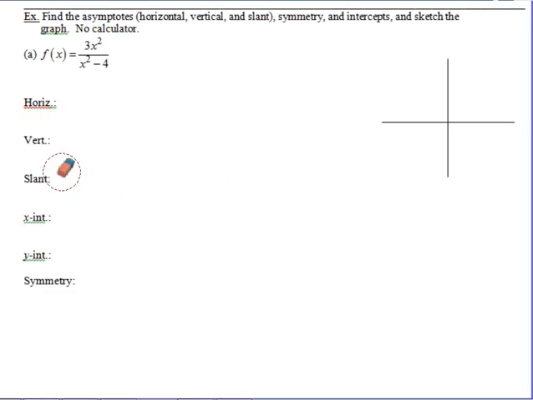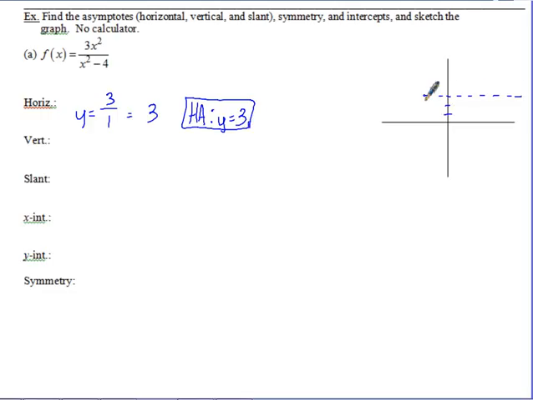So, is there a horizontal asymptote here? What are my degrees in this case? They're both 2, so they're the same. So, because they're the same, my HA is y equals the ratio of the leading coefficients. What are my leading coefficients? 3 over 1, which is just 3. So my HA is y equals 3. So that means at 1, 2, 3, I have a horizontal asymptote. Okay?